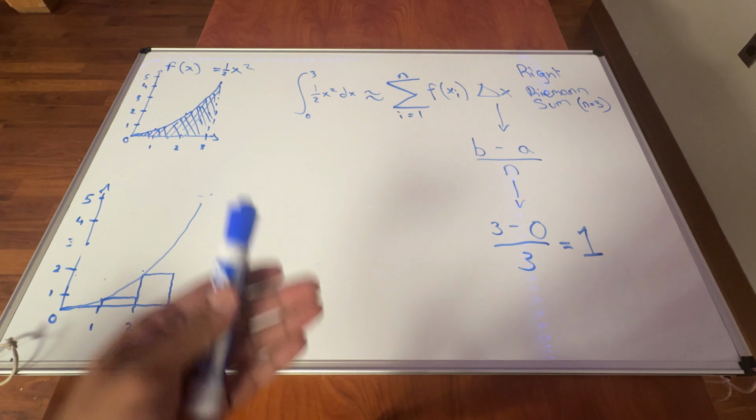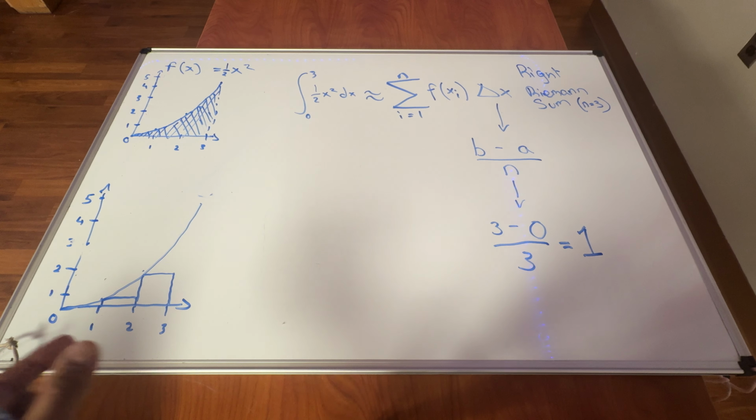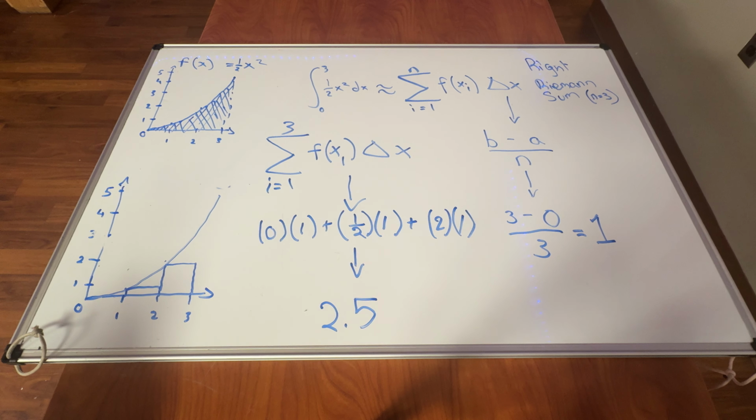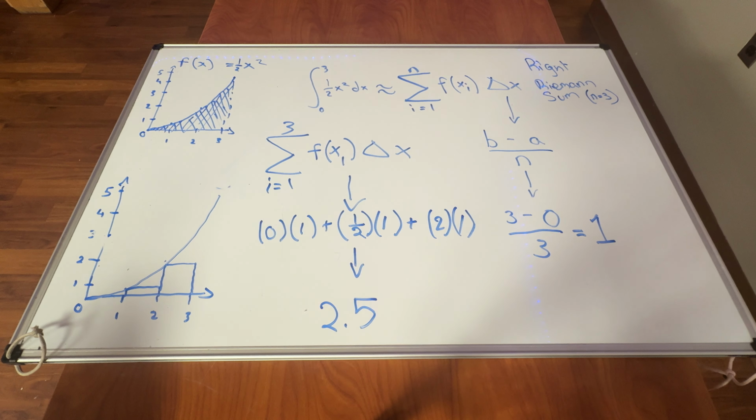This wouldn't matter with more and more rectangles, because the smaller and smaller this distance between each subdivision is, the more and more rectangles you have underneath a curve, which means the more accurate your area calculation is going to be. Now we can actually perform the calculations for our right Riemann sum.